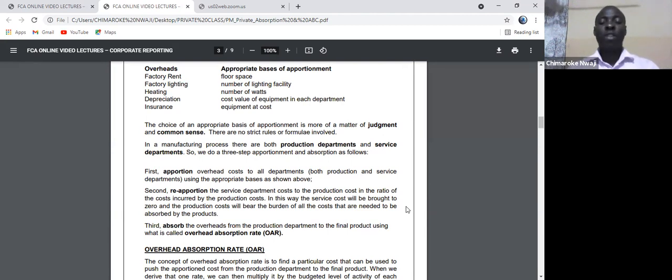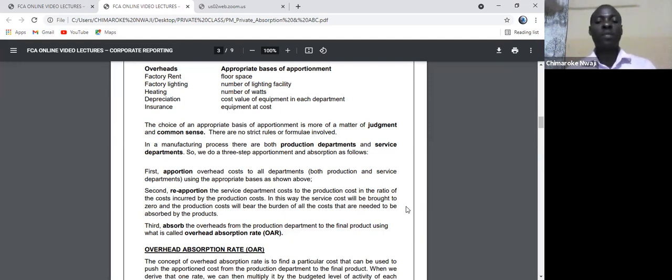Now, when that first stage is done, both production and service department will have cost allocated to them. The next stage, the second thing, is to reapportion the service department to the production department. So you see now that we want to remove the costs that we have incurred in the service department, because service departments are not directly involved in production. And so there will be a means of removing the costs from the service department, channel them to the production department.